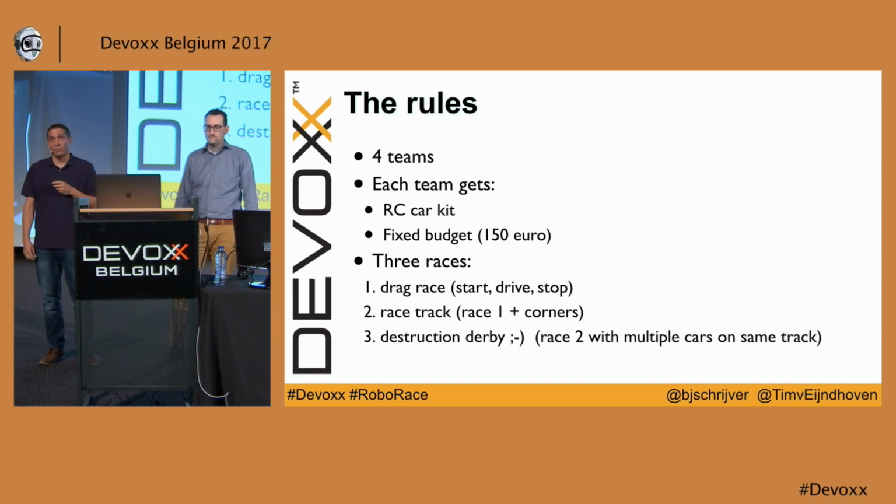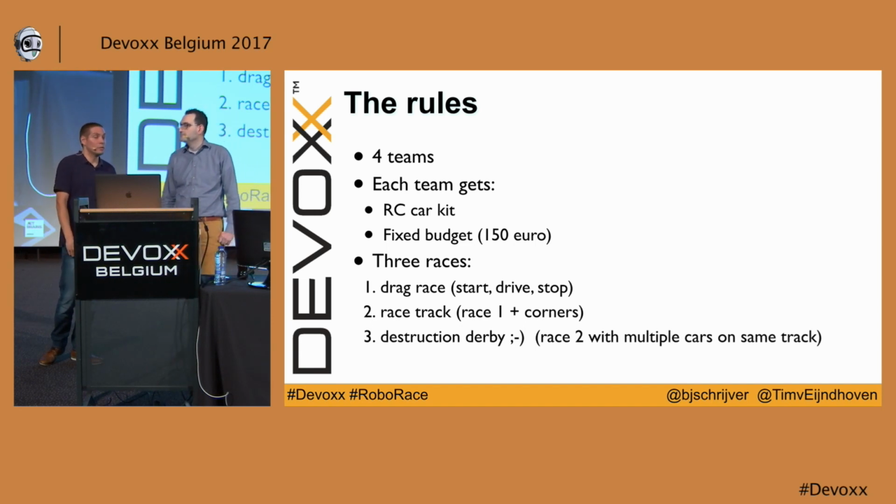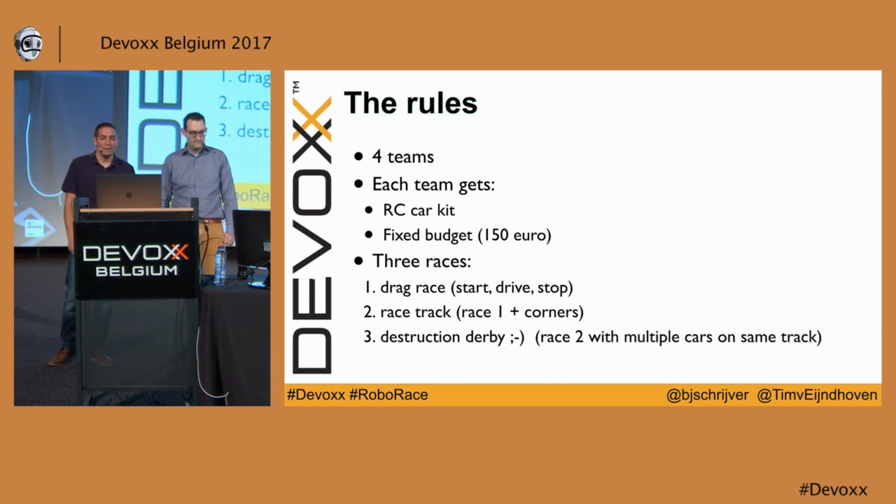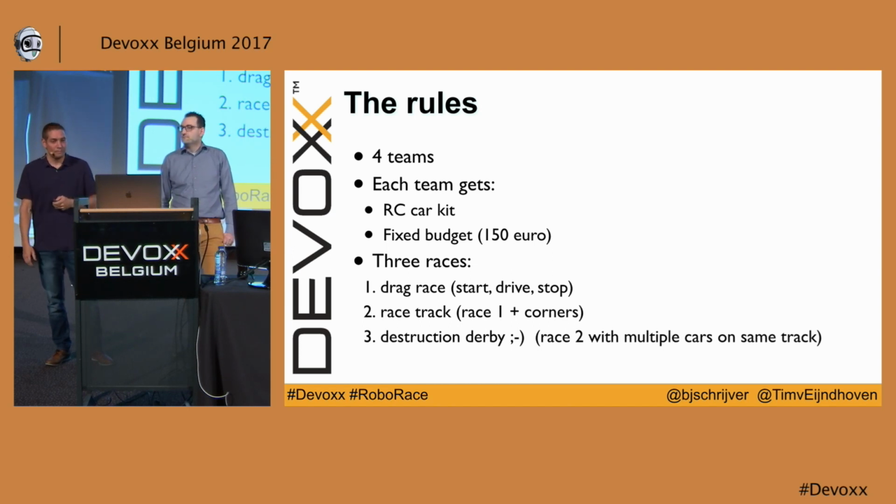Then the next race, which is scheduled for March, has corners we need to navigate on the track. And then in the third race, we'll have multiple cars on the track that need to avoid each other. Or, I don't know, if you're stronger than the other car, then avoiding isn't necessarily what you need to do. But you need to navigate yourself with multiple cars on the racetrack with corners.